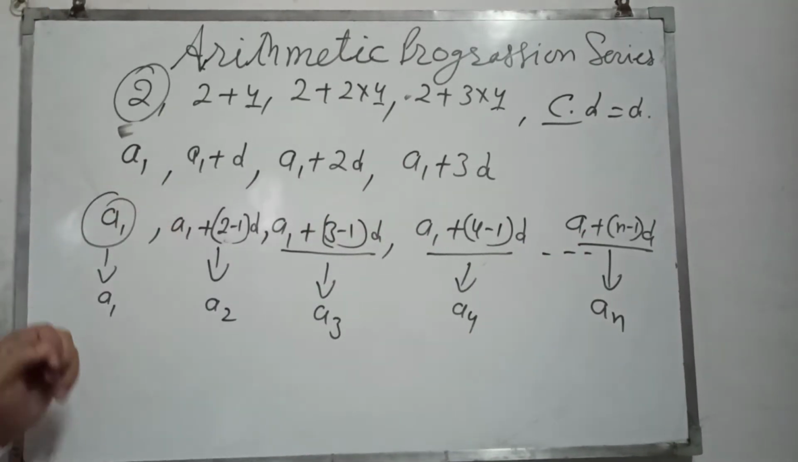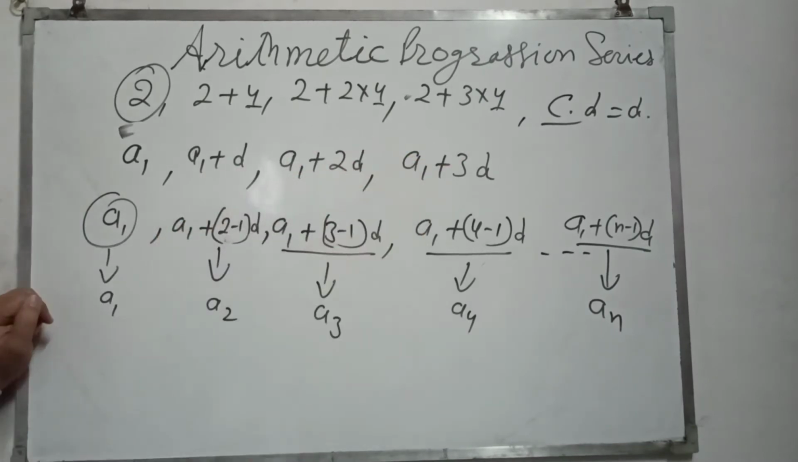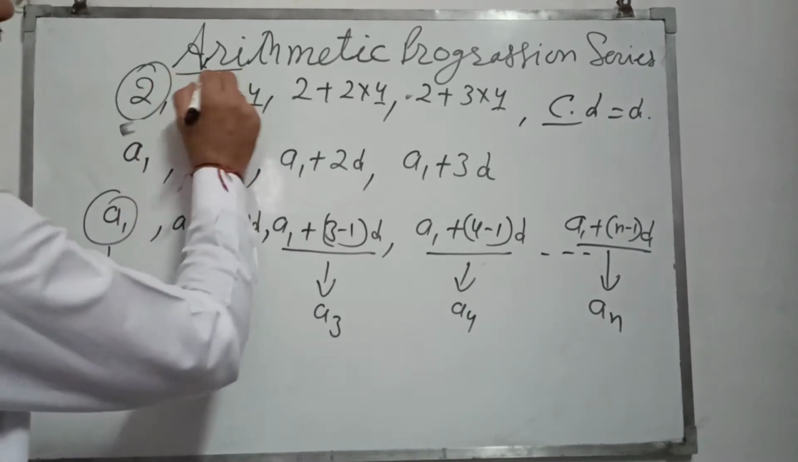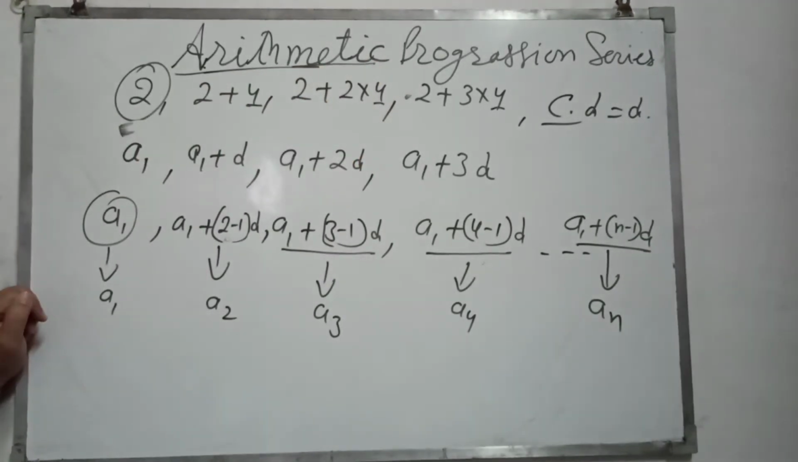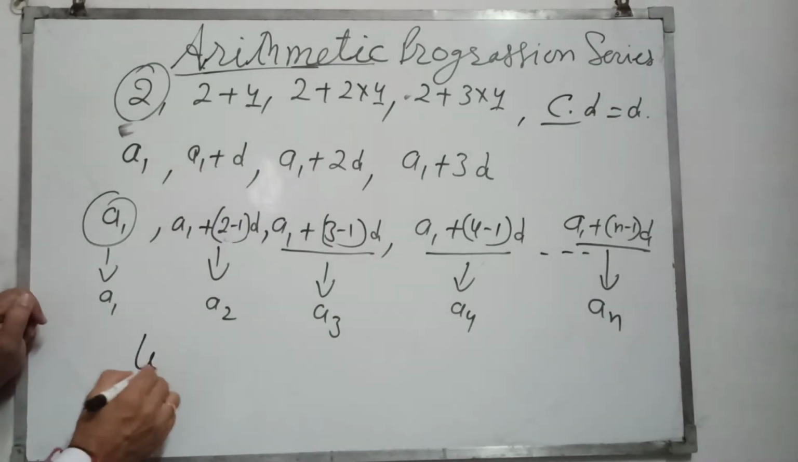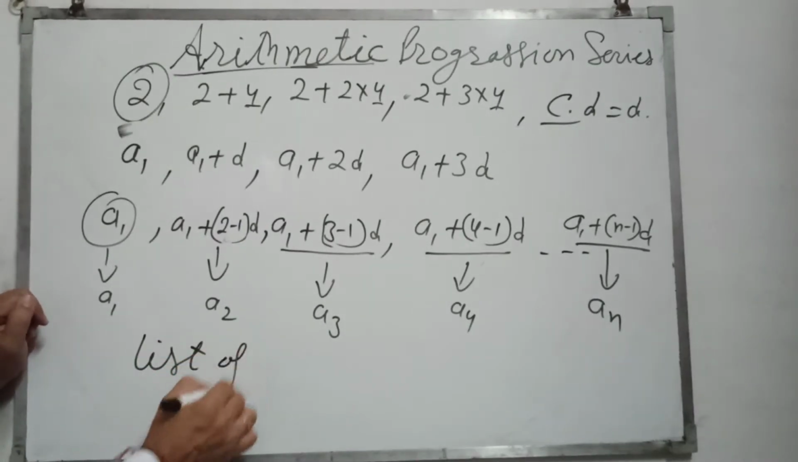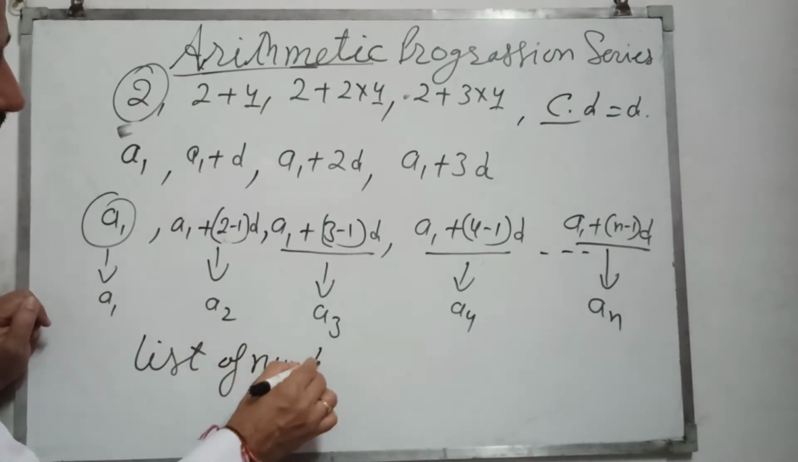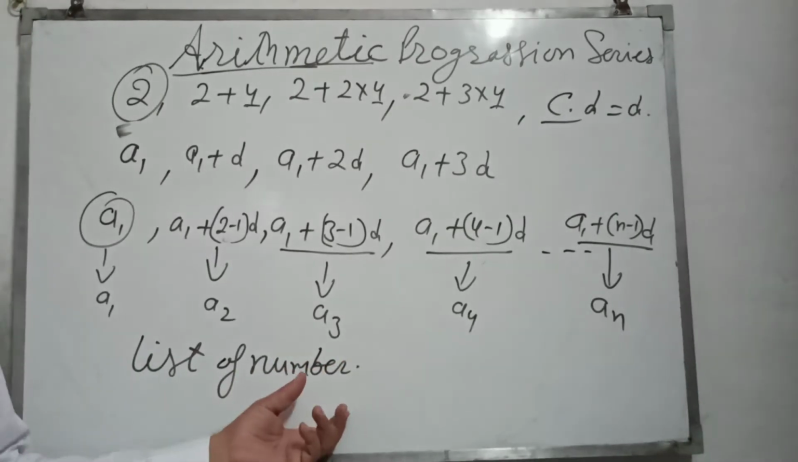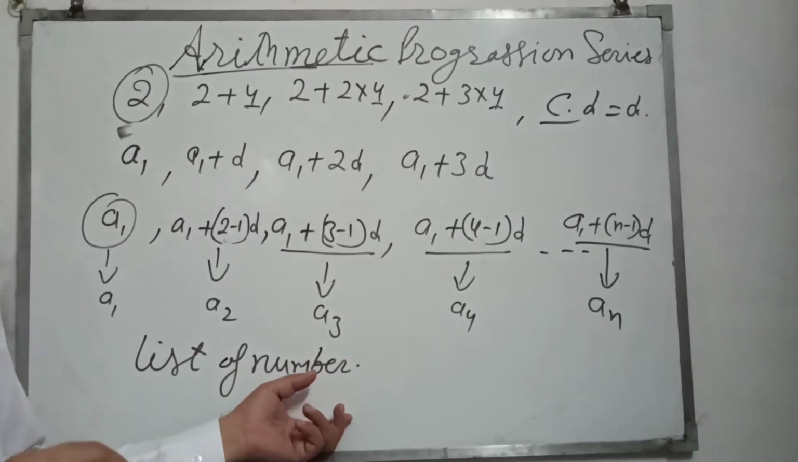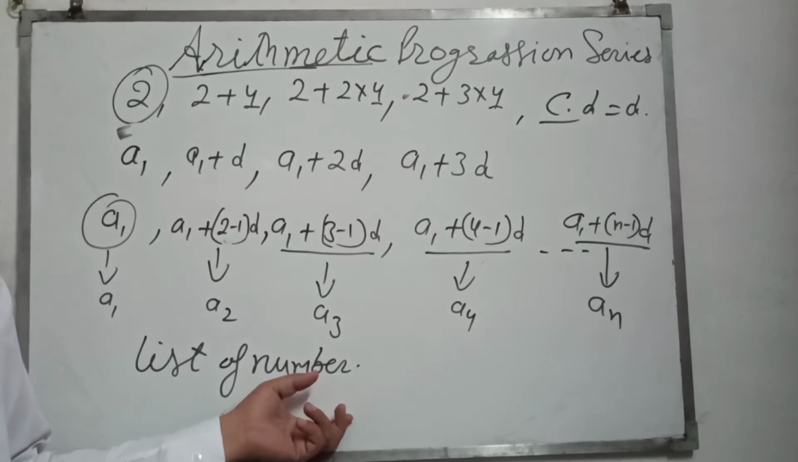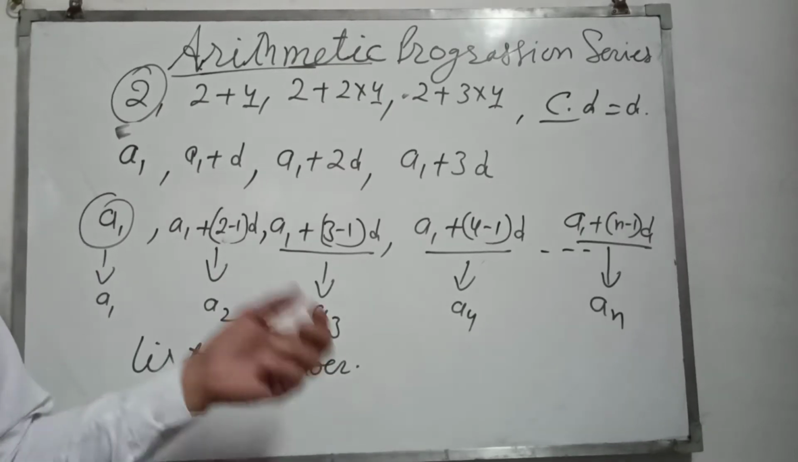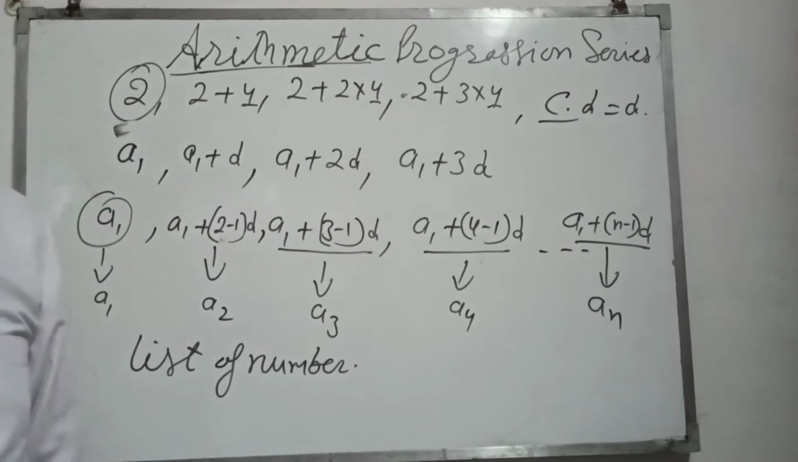So you find that there is a fixed number which we add to the previous term and get the next term. So the definition of the arithmetic progression is a list of numbers in which we add a fixed number to the previous term to find the next term, right? So that is about your AP series.